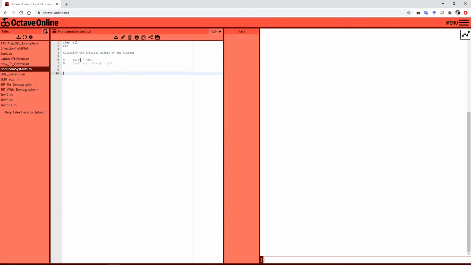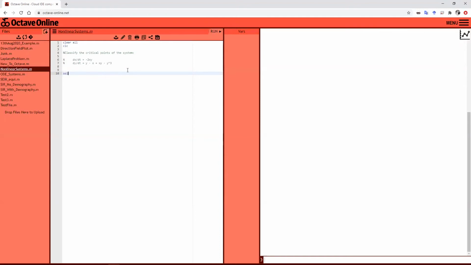But we have dx by dt equals negative 2 times x times y, and dy by dt equals y minus x plus x times y minus y cubed. Okay, so we want to classify the critical points of this system. The first step then should be to find the critical points of the system. Okay, so well, how do we do that?